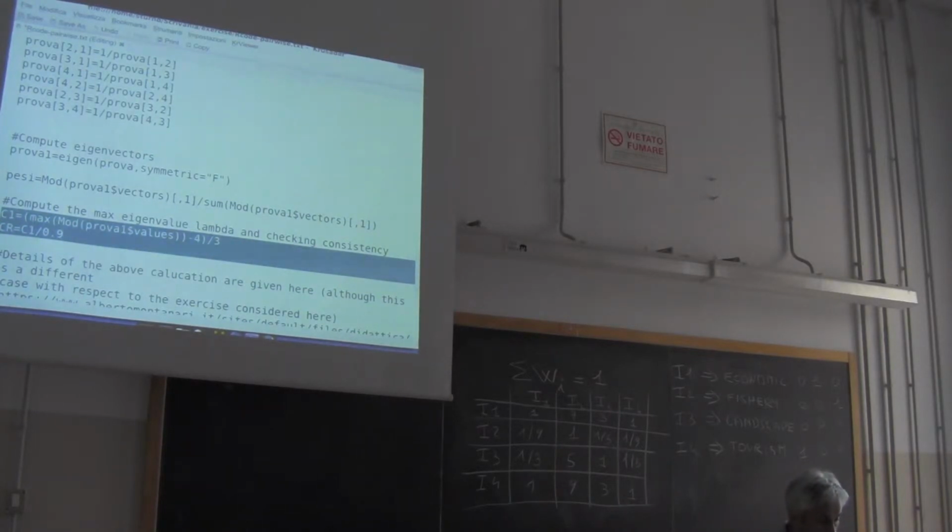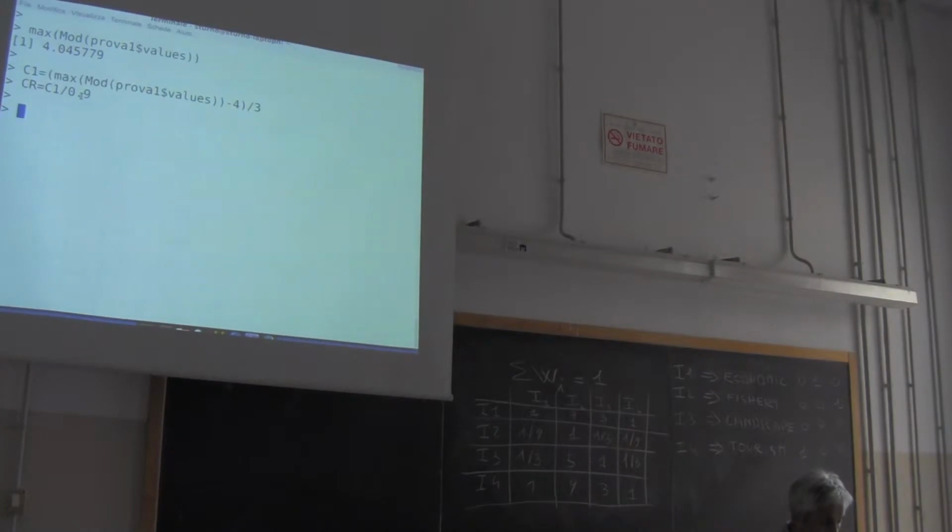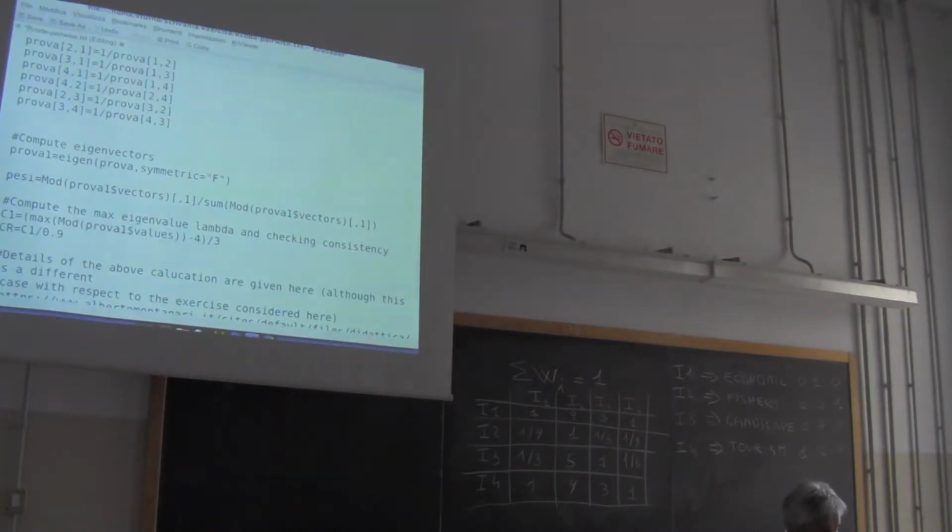Let's see what happens here. Perfect. It is much lower than 0.1. So we can move forward and compute the utility of each alternative. Later on, we will try to perturb the matrix in a way that makes it completely inconsistent, and we will see what happens to the consistency checking. Okay. Now let's compute the utility of each alternative.